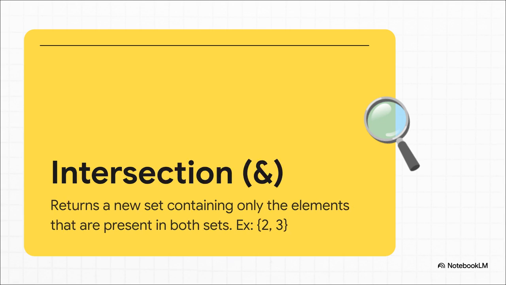Now, intersection is kind of the opposite. It finds only what the two sets have in common. You can use the intersection method or this little ampersand symbol, and what you get back is a new set with only the stuff that overlaps. So for our two sets, the intersection is just 2 and 3. And there are other really useful operations too, like finding the difference between sets. The things that are in one but not the other.